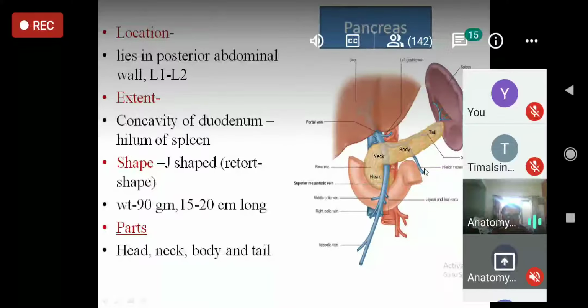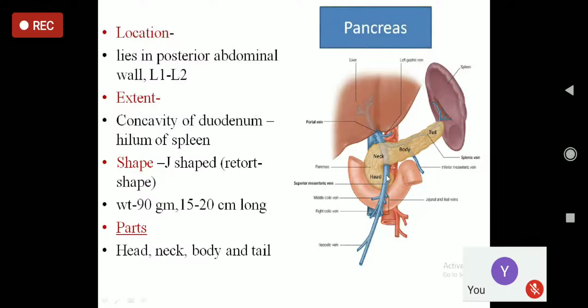Body, and tail of the pancreas. So this is the head of the pancreas. This is the neck of the pancreas. This is the body of the pancreas, and this is the tail of the pancreas. So they all are the different parts of the pancreas.